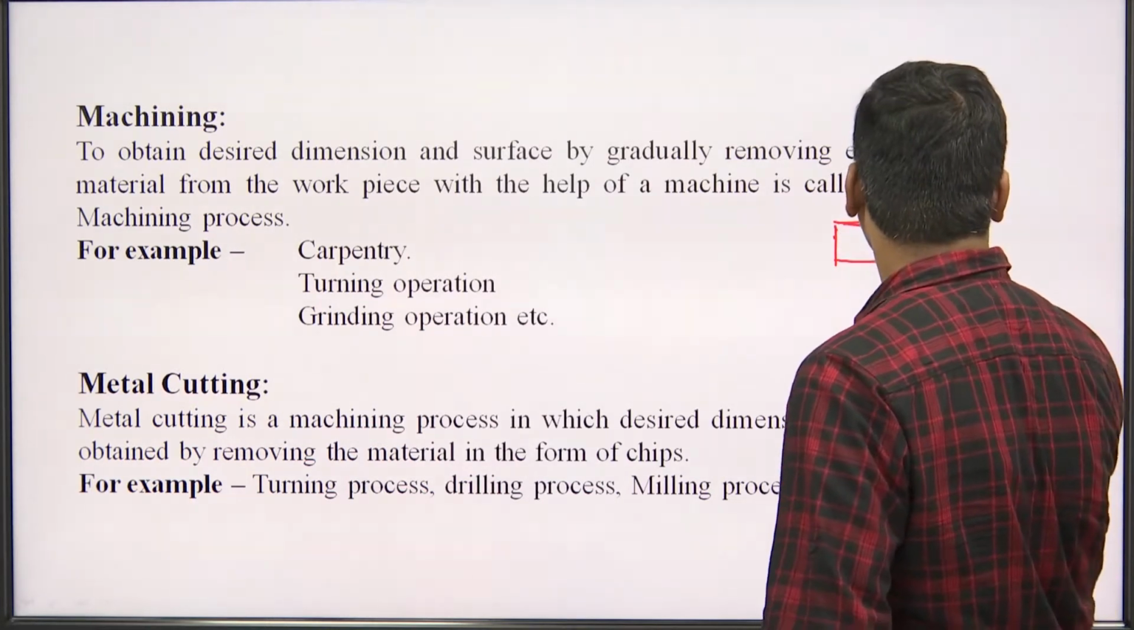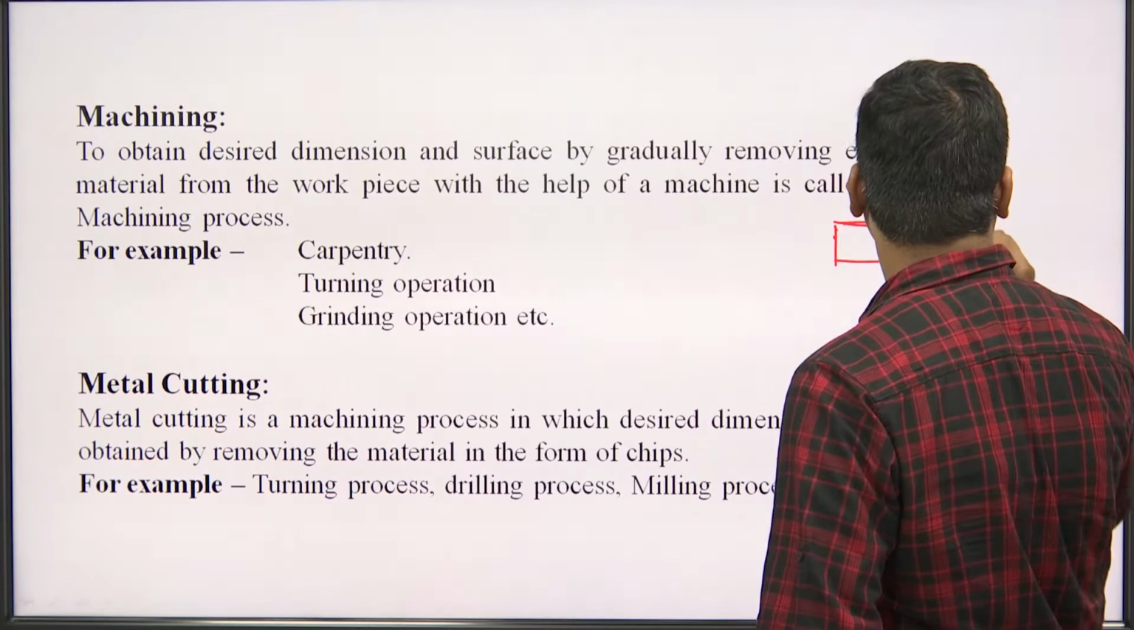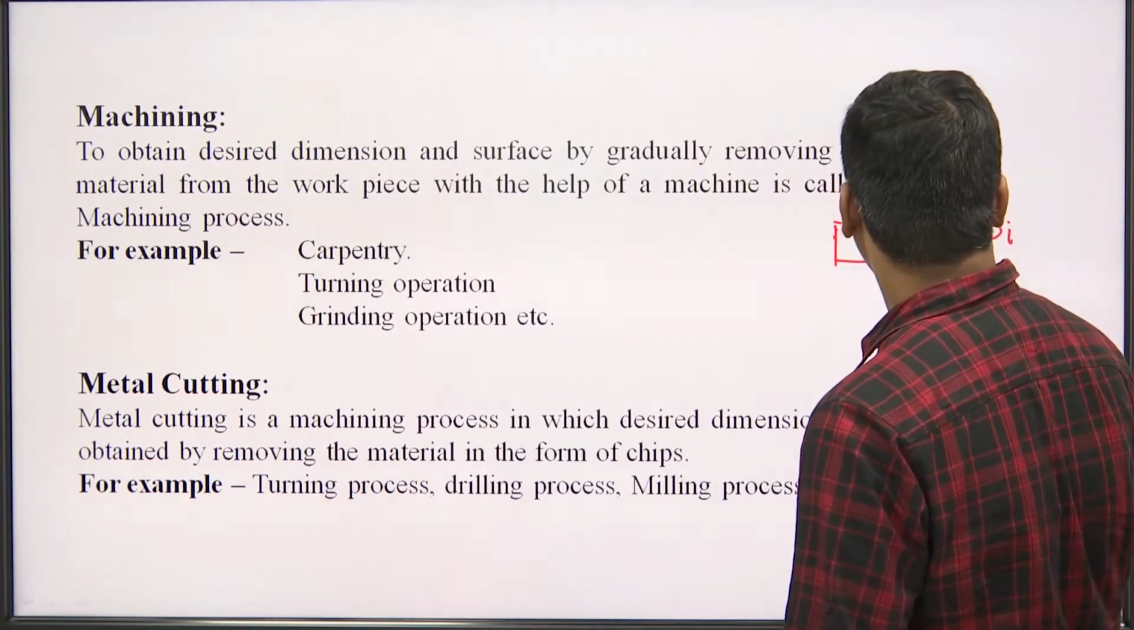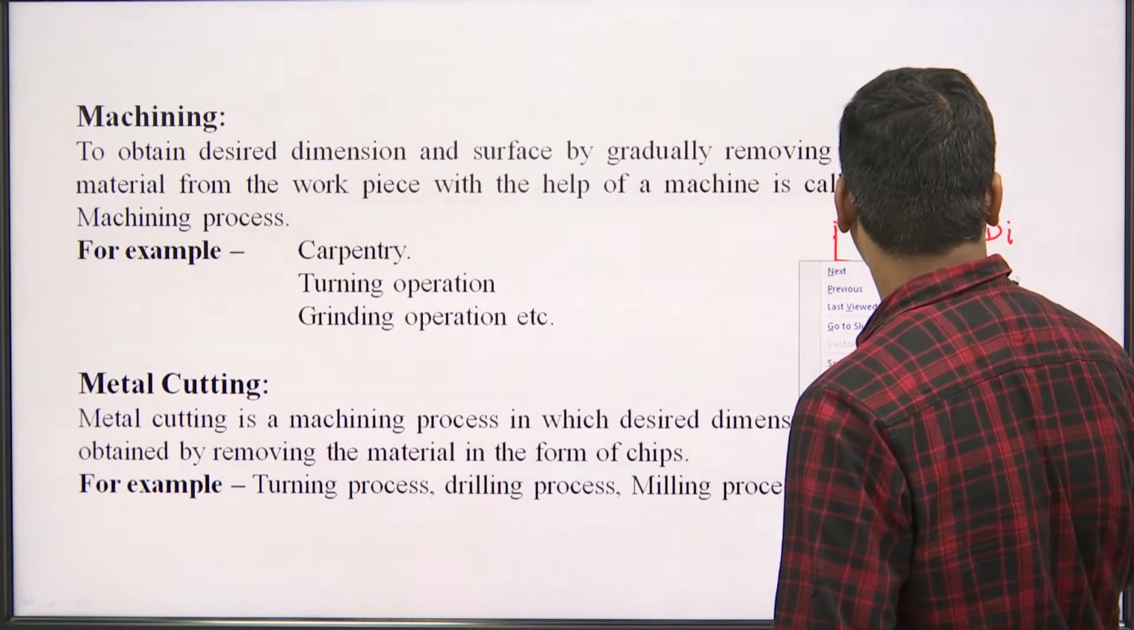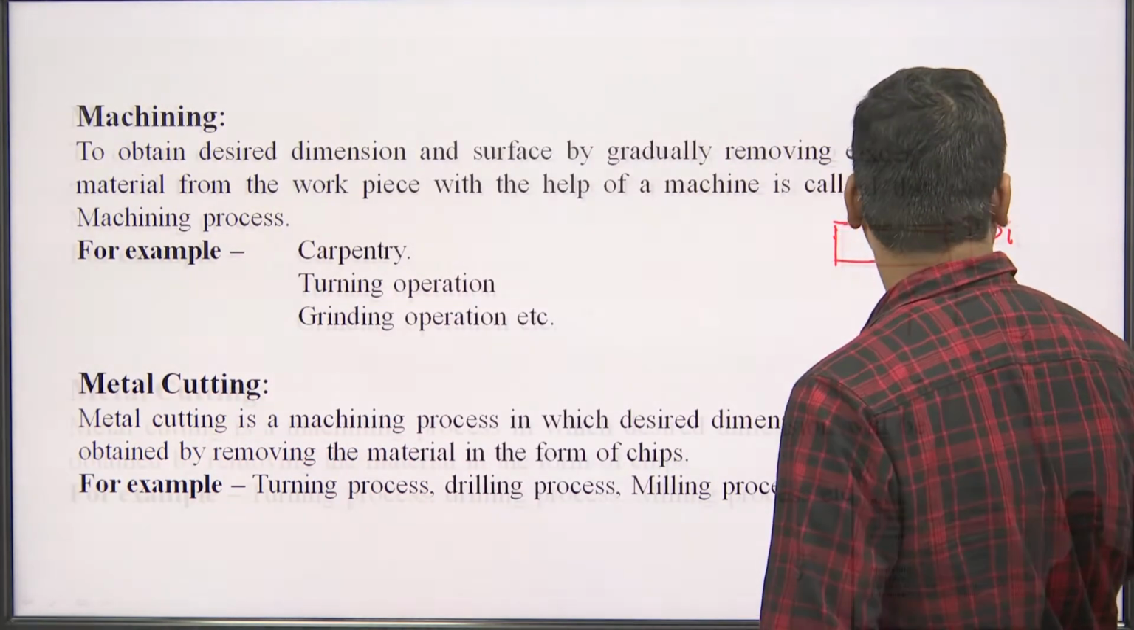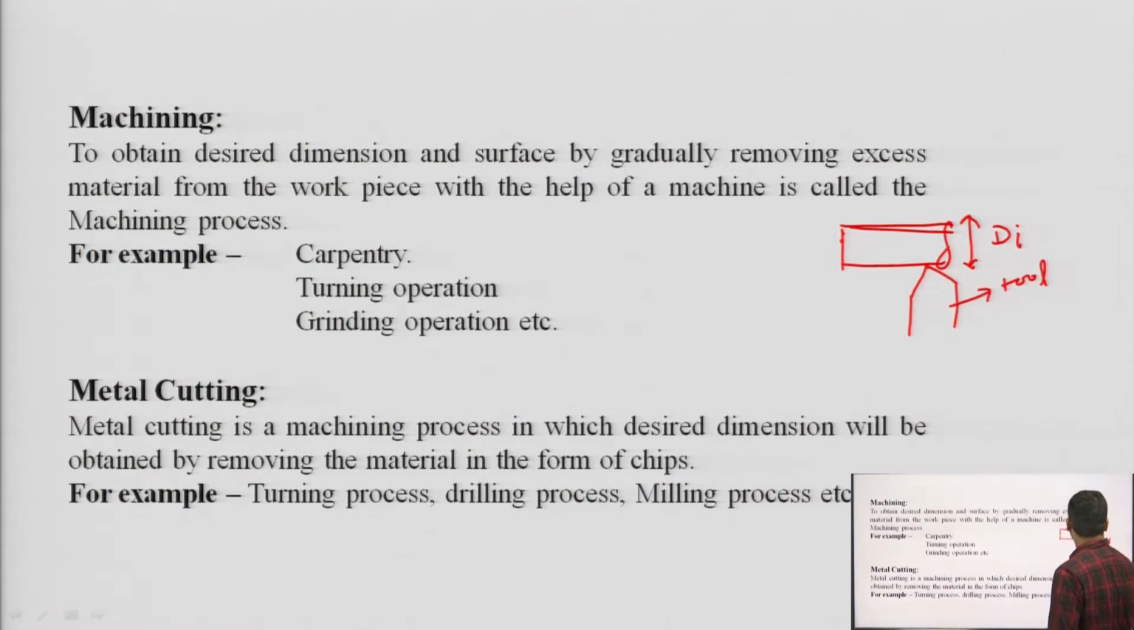This is a workpiece whose initial diameter is Di. We are doing machining here. This is a tool. This is the direction of tool movement. The final output of the product will be like this. This is the final product, Df. After machining, the chips will be removed like this, very small, and maybe continuous.